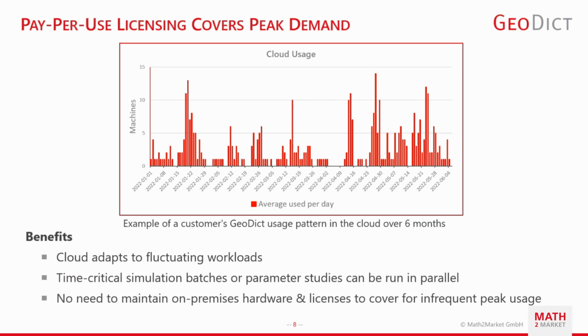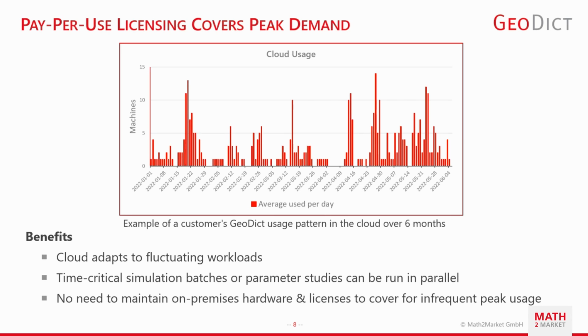What you can see here is a cloud usage pattern. It's a typical cloud usage pattern by a customer of ours over a period of 6 months, where you can see the average number of active virtual machines on every day within these 6 months, and you can see that the computation demand fluctuates widely. So on many days there's only a single machine running, but then again there's peak days where the customer required 14 machines at the same time.